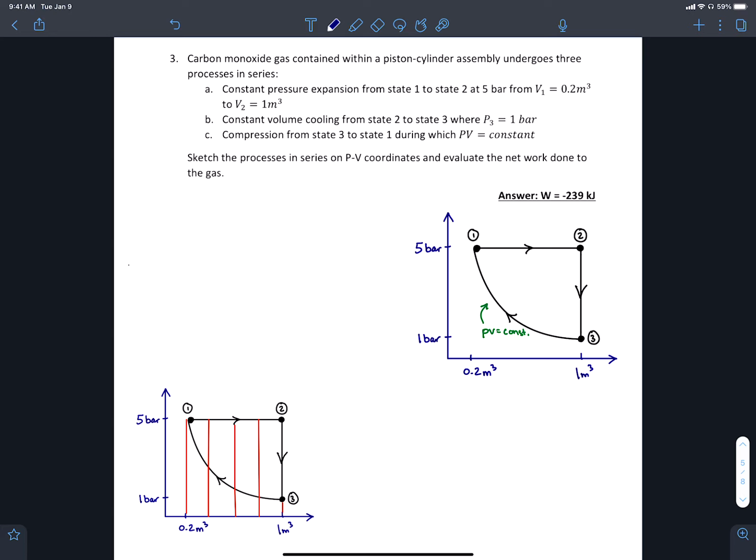Carbon monoxide gas contained within a piston cylinder assembly undergoes 3 processes in series. A, constant pressure expansion from state 1 to state 2 at 5 bar from V1 equals 0.2 meters cubed to V2 equals 1 meter cubed. B, constant volume cooling from state 2 to state 3 where P3 equals 1 bar. C, compression from state 3 to state 1 during which PV equals constant. Sketch the processes in series on PV coordinates and evaluate the net work done to the gas.